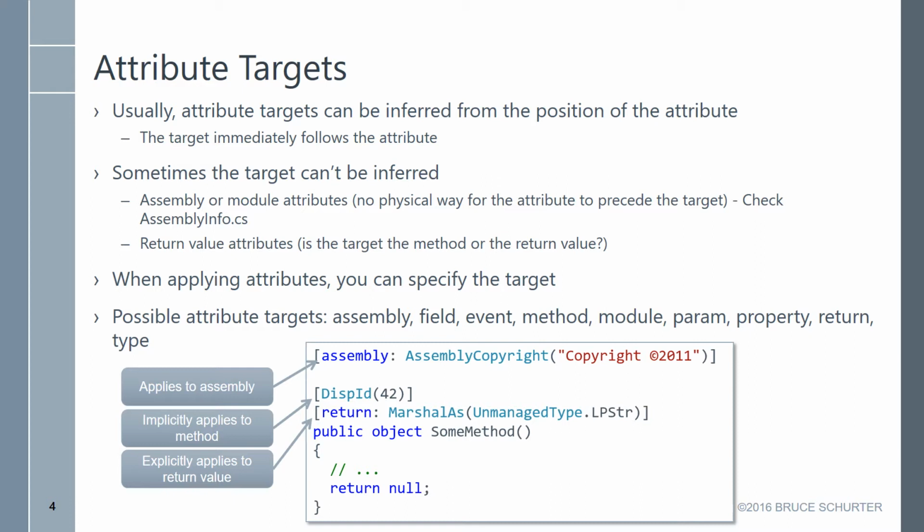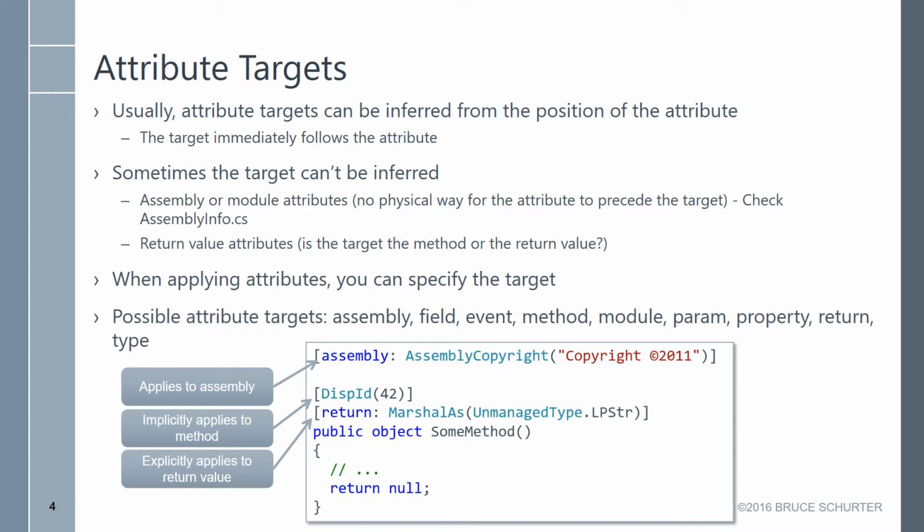So to indicate an assembly attribute, you would just prefix the attribute with the assembly colon prefix. So you'd say assembly colon assembly copyright, as you can see in the bottom example. So that will indicate that this particular attribute applies directly to the assembly, not to like the next class or next function.